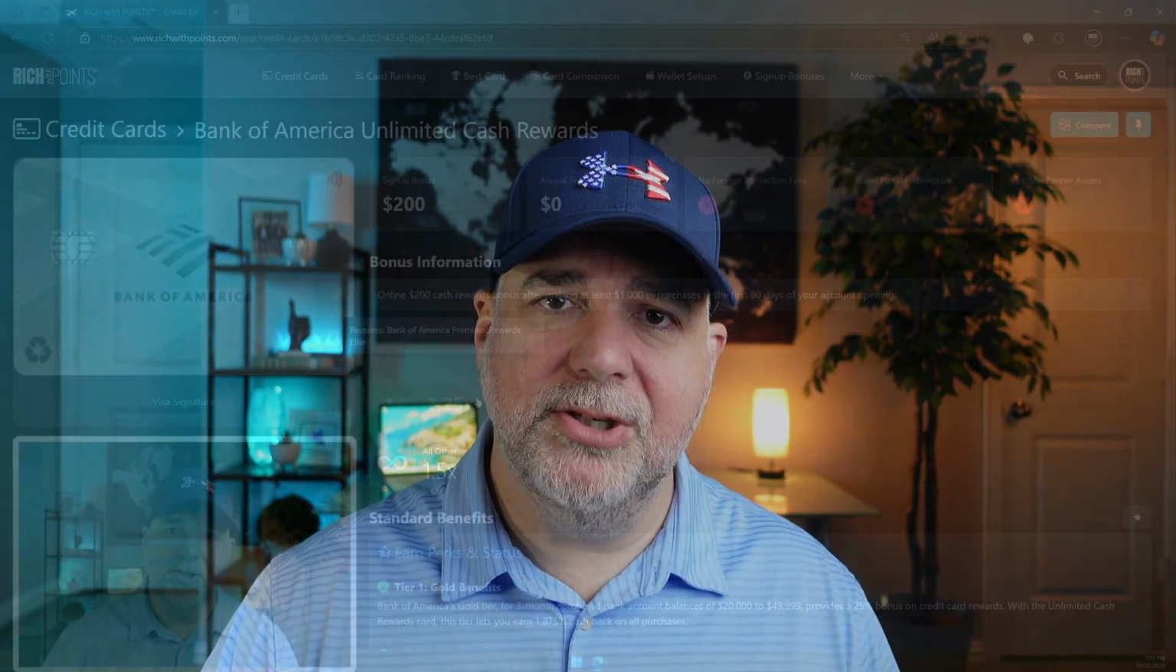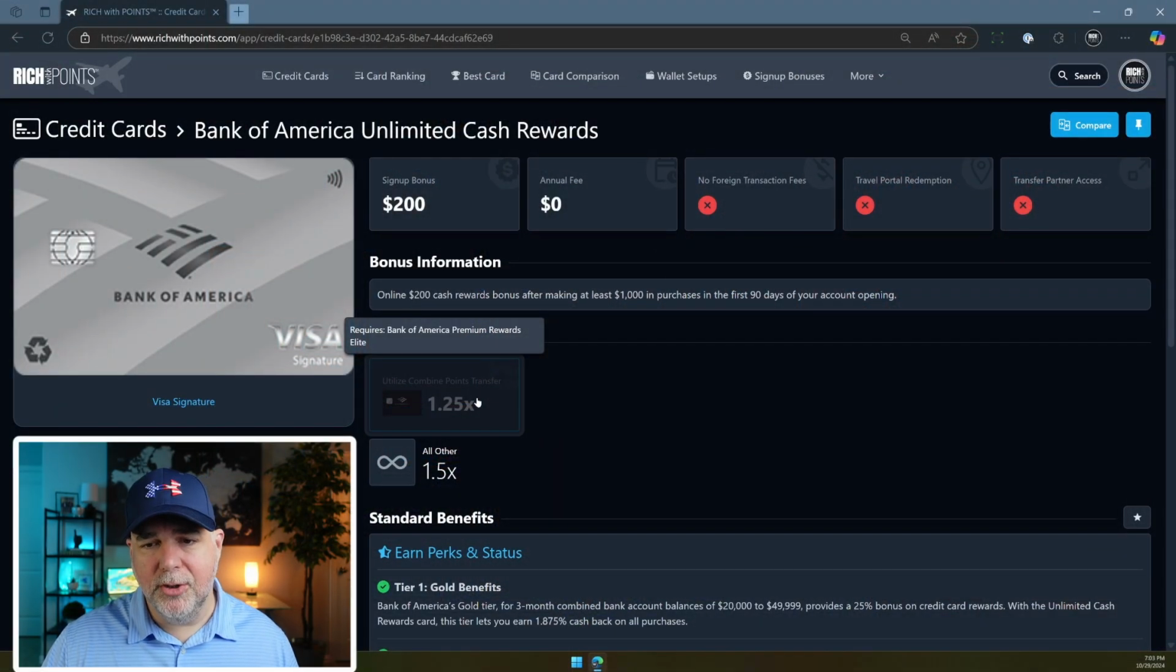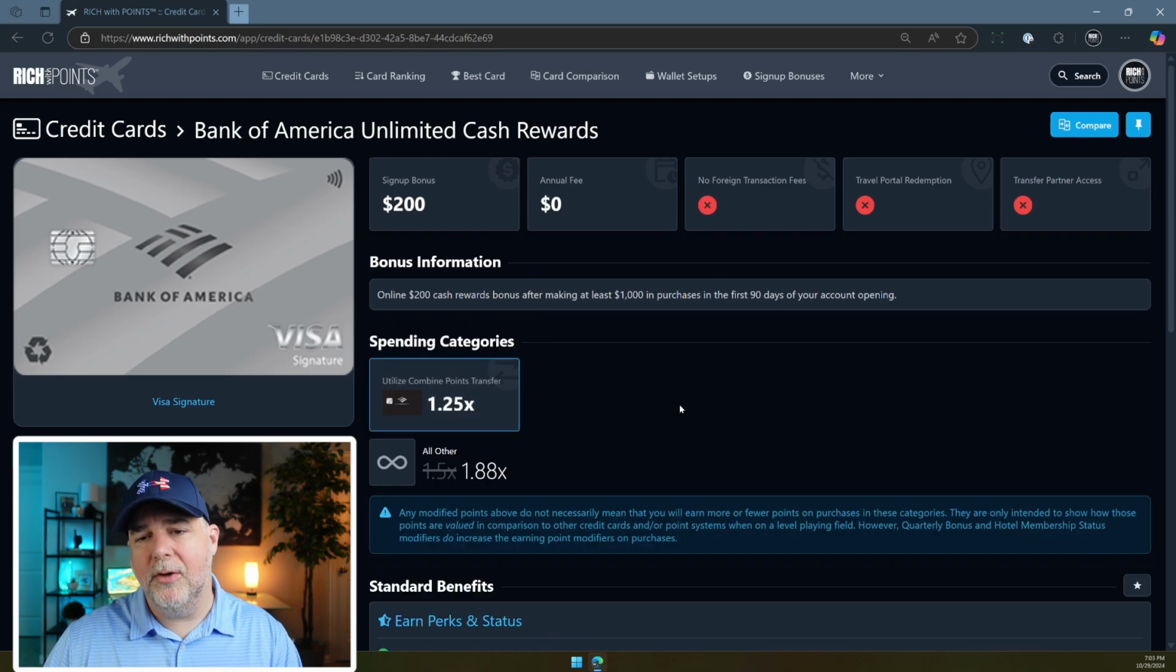But like I mentioned, if you have another travel card, you can combine those points into that account and get 1.25 to increase your earning points, which is 1.88. Now, is there a reason to do that? No, because these cards already have 1.5 earnings on all other purchases, so it's kind of pointless. And with all the other cash cards out there that have a 2x earning on their points, this card doesn't make any sense to anybody.